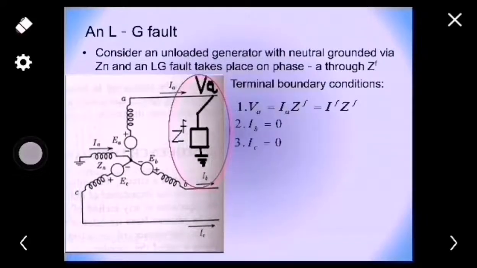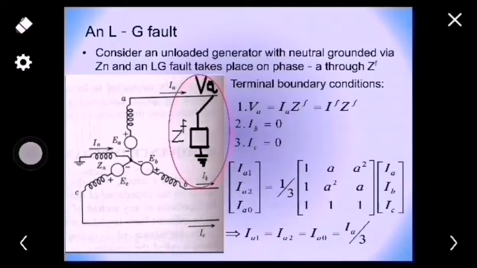Now let us use the symmetrical component transformation matrix to represent these phase quantities in terms of sequence quantities. So we can easily define IA1, IA2, IA0 in terms of IA, IB, IC using this transformation matrix, and that is what we already learned.